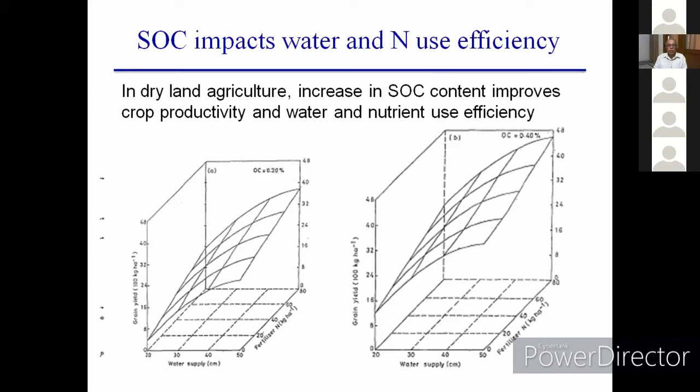But under dryland agriculture, you can clearly see it. Here you are working with a carbon content of, let's say, 0.2% organic carbon. Here you are working with a carbon content of 0.4%. You can see how the productivity has gone up with the same amount of water availability from rainfall. Your productivity is much higher because water use efficiency has gone up compared to when you're working with low organic carbon content.